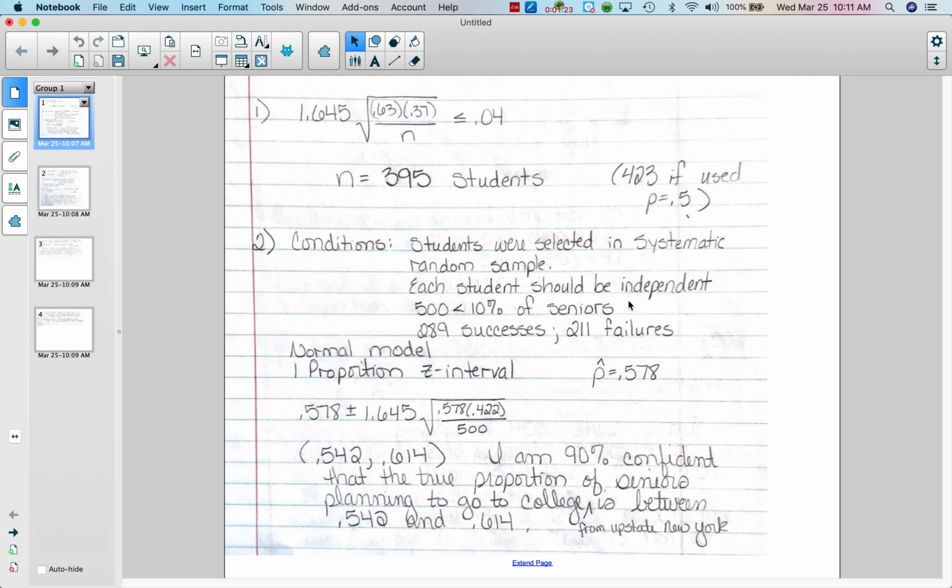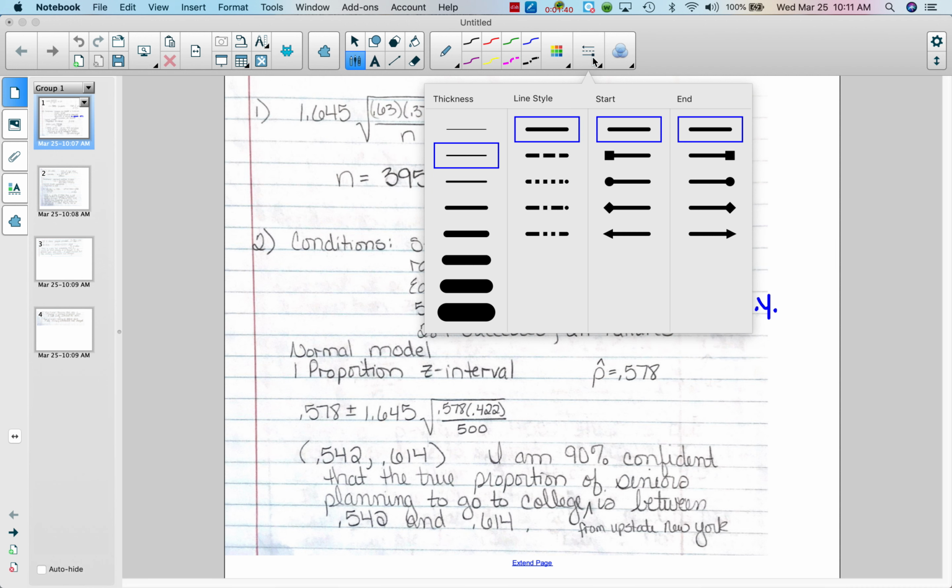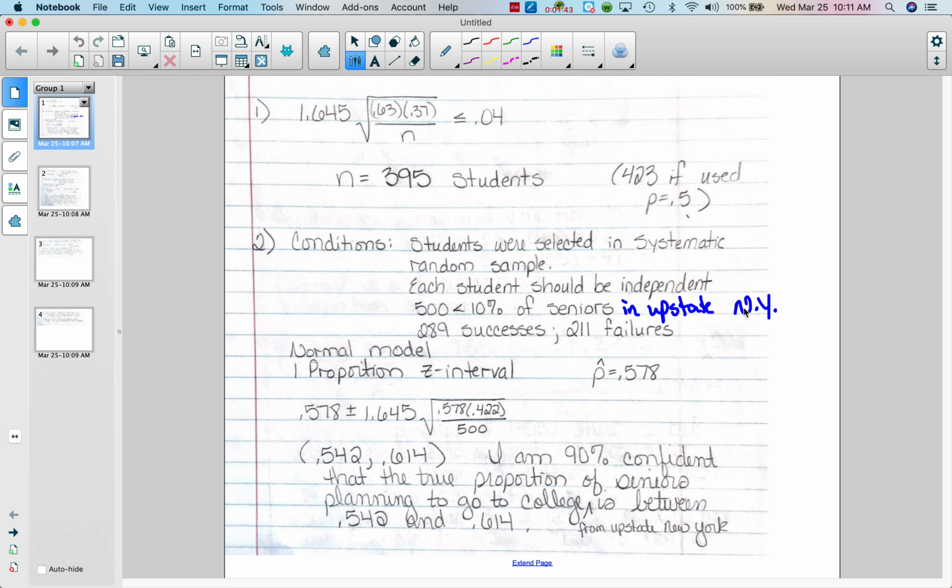And probably we should have talked about upstate New York, so I should have said 10% of seniors in upstate New York, because that's actually where this data is coming from. So our population really is about upstate New York. That's really what the conclusions we can talk about.